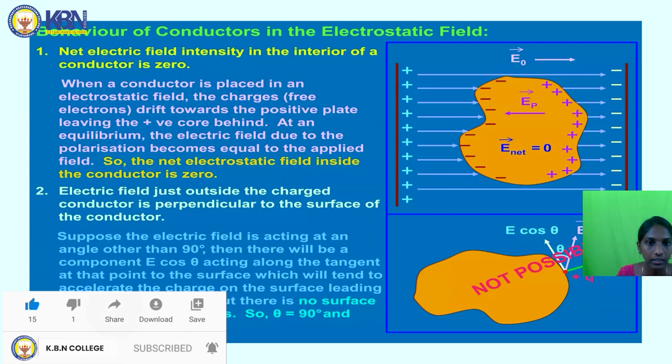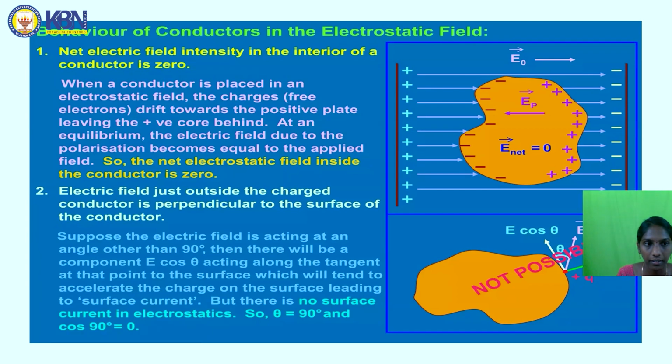Behavior of the conductors in the electrostatic field. Net electric field intensity in the interior of a conductor is 0. When a conductor is placed in an electrostatic field, the charges drift towards the positive plate, leaving the positive core behind. At equilibrium, the electric field due to the polarization becomes equal to the applied field. So the net electrostatic field inside the conductor is zero.